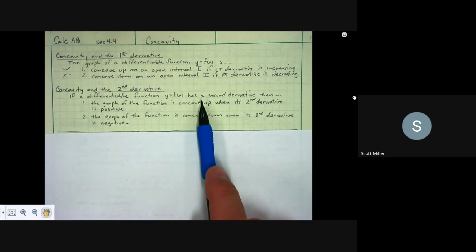We can also look at it from the second derivative, and we usually do it by this approach, but we need to be able to do it both ways. If a differentiable function y equals f of x has a second derivative, then the graph of the function is concave up when the second derivative is positive, and concave down when the second derivative is negative. So we have where the first derivative is increasing or decreasing, and we have it when the second derivative is either positive or negative. So these two approaches help us find concavity. And this is a big chunk of questions you're going to be asked to do.